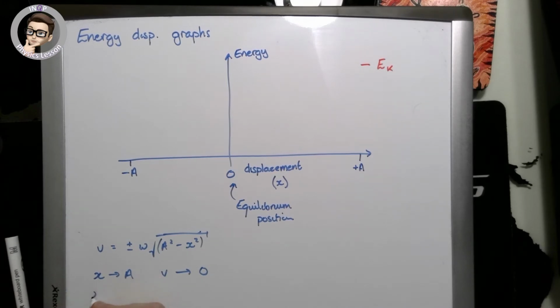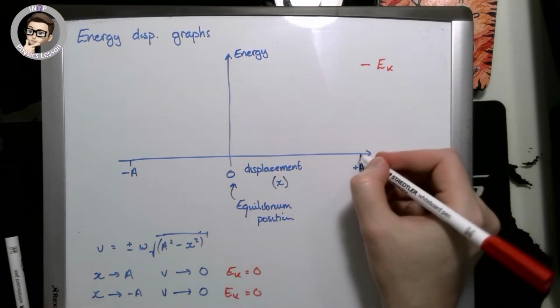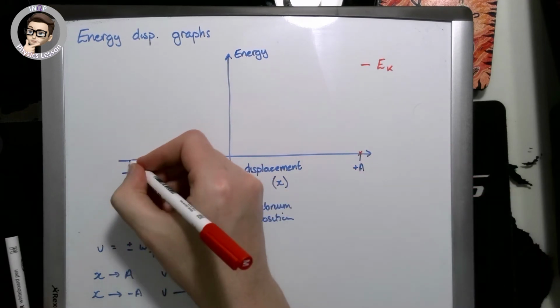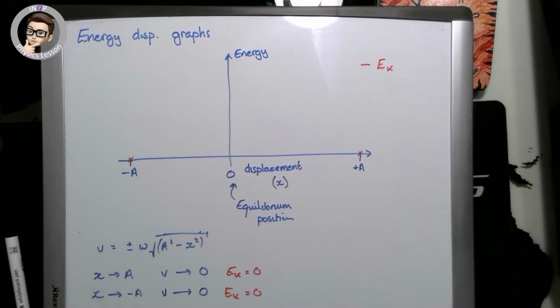What about if x is minus a? Well, if x is minus a, then I'm still going to end up with minus a squared for my x, and minus a squared is going to be a squared. So I've got a squared minus a squared, so v is going to tend to 0. And if v tends to 0 in those two situations, then we also know that EK is going to be 0 and EK is going to be 0. Okay, so let's put our little points on our graph. We know those two situations are going to happen.